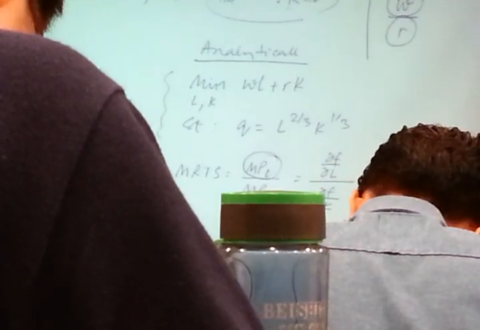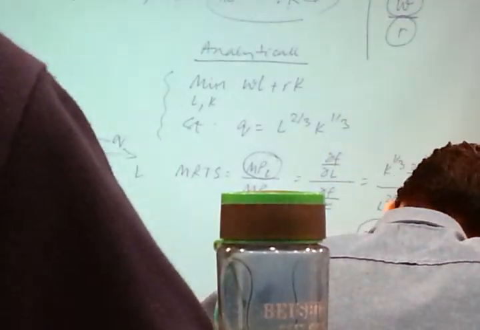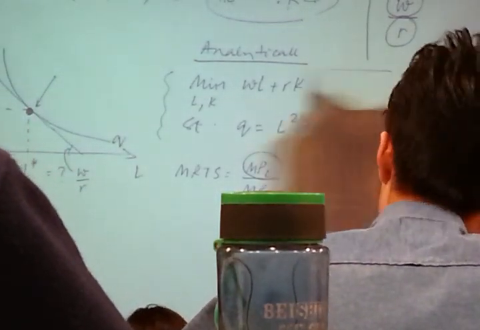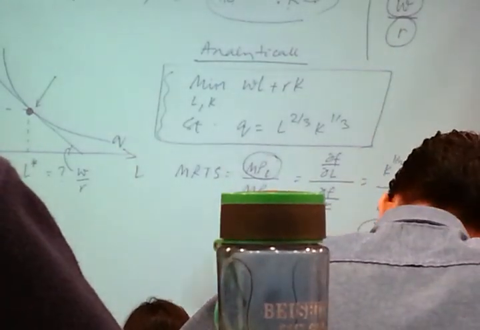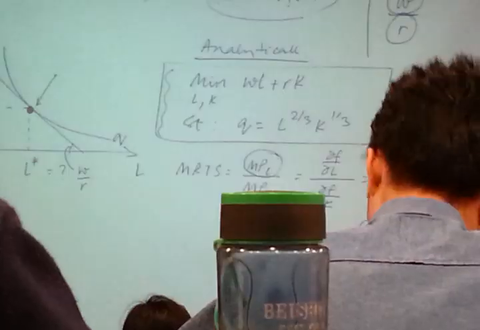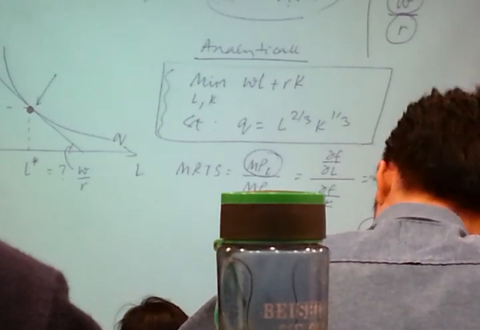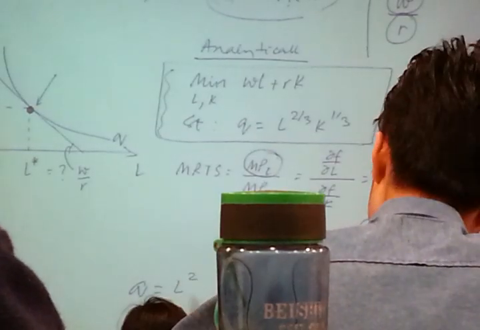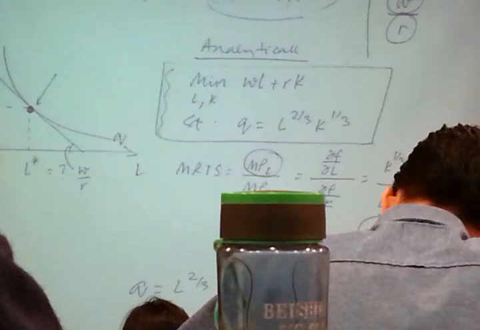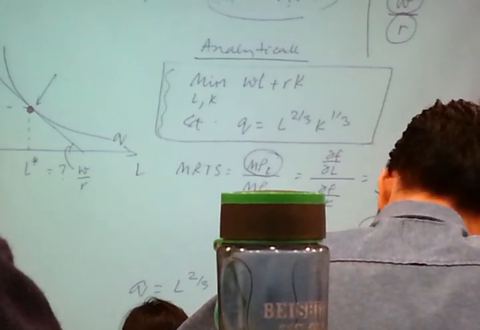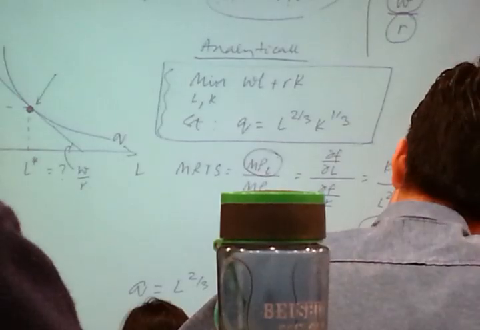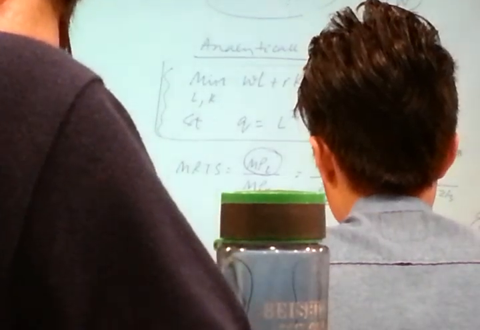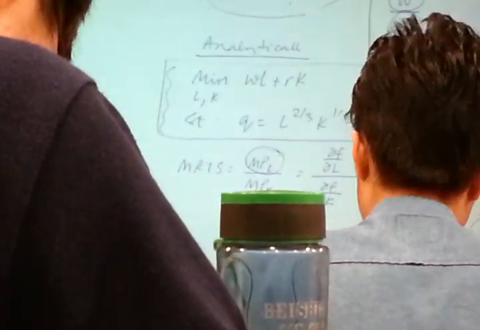From here you know that L is equal to 2KR over W. Just substitute. And whenever you are solving a constrained optimization problem, your second equation is always the constraint. What is the constraint? Q is equal to L^(2/3) K^(1/3). This is Equation 2. Two equations and two unknowns, L and K, so you solve simultaneously.